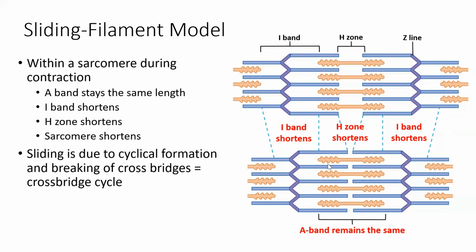Also important to note that this is happening because of cyclical formation and breaking of the cross bridge cycles. So we're not just reaching up and dragging it continuously. We're reaching up, dragging, letting go, reaching up, dragging, letting go, reaching up, dragging until we get that as close as it can possibly be. That's why we have this as a cyclical process, cross bridge cycling, because we're doing this in terms of forming a cross bridge, dragging, breaking that cross bridge, forming a cross bridge, dragging, breaking that cross bridge as we drag those out.